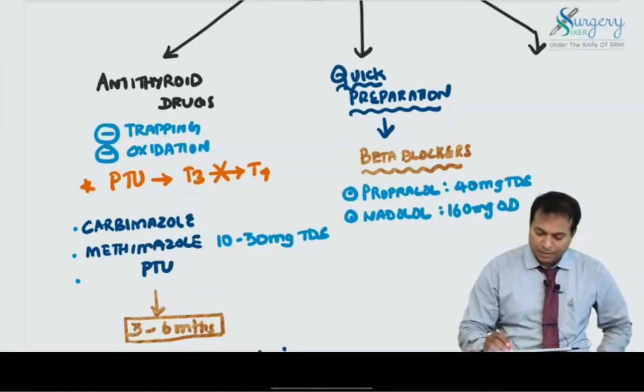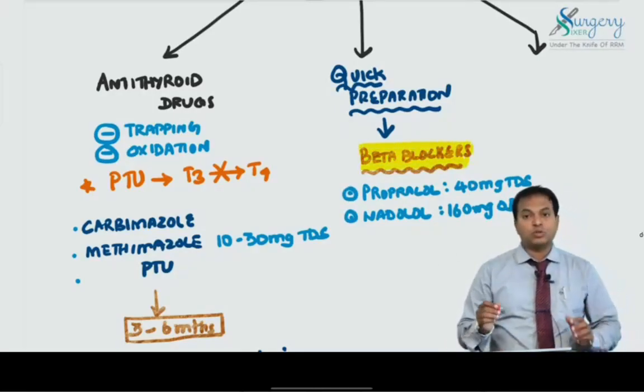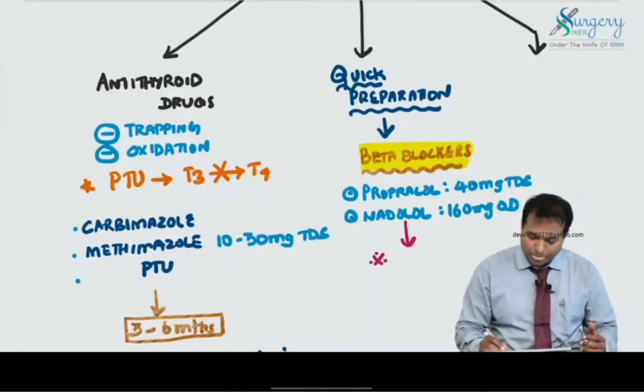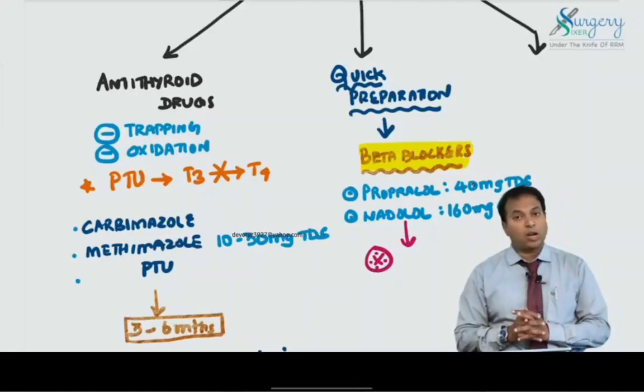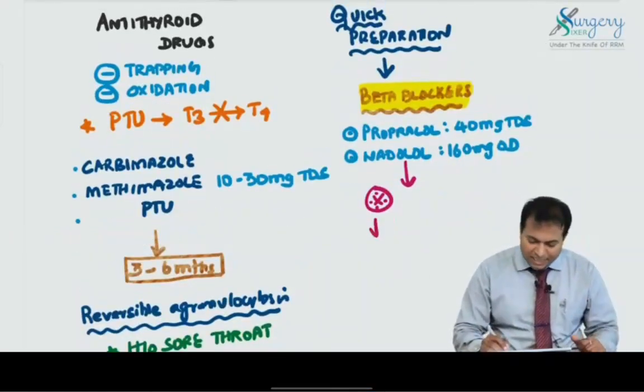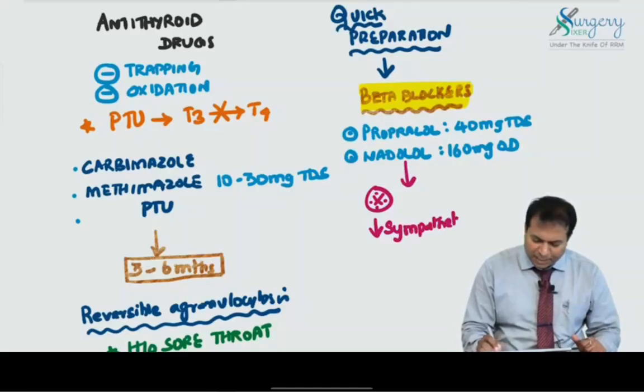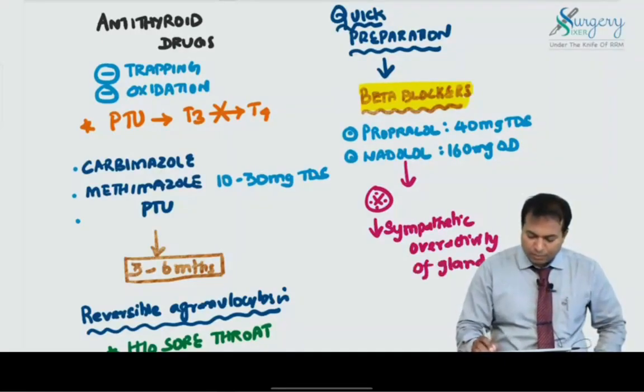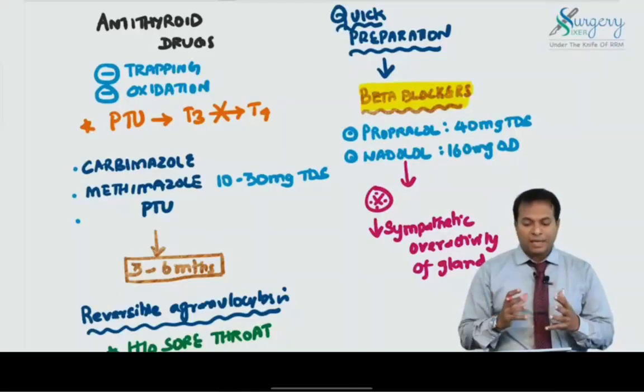Beta blockers are used for quick preparation of the thyroid gland. Please don't forget this point. For quick preparation of the thyroid gland, we have to use propranolol and nadolol. And why? Because these drugs decrease the sympathetic overactivity of the gland. Therefore, quick preparation is possible with these drugs.